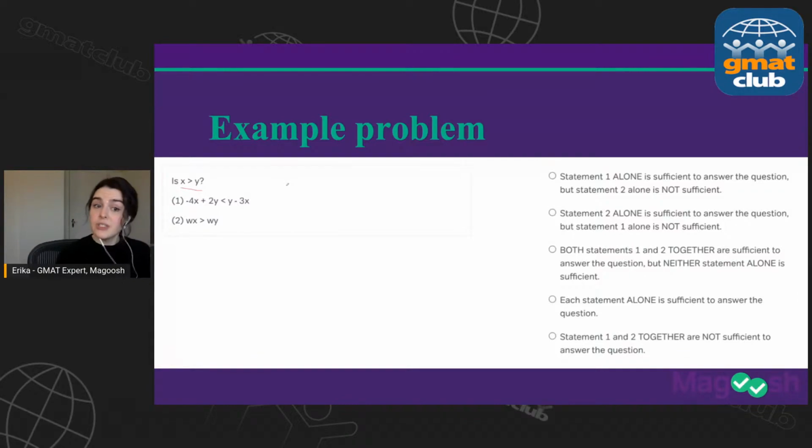I'm going to start with statement 1 here. So taking a look at statement 1, we see this expression, or equation rather, inequality. We have negative 4x plus 2y is less than y minus 3x. In words, in the chat, what do you think we should do at this point? Should we start picking numbers? Or what would be the best way, most likely, to approach statement 1?